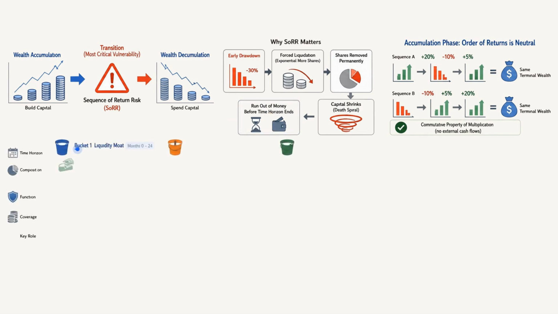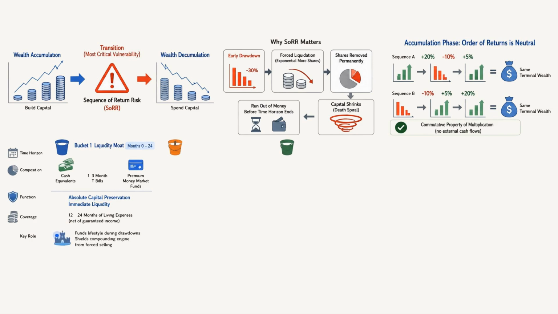First, bucket 1 is your liquidity moat, designed to cover your first 0 to 24 months of expenses. It relies on cash and 1 to 3 month T-bills. Its sole function is absolute capital preservation. Yield here doesn't matter. Its purpose is to buy you time. If stocks drop 30%, you live exclusively off this moat, which shields your compounding engine from forced selling.